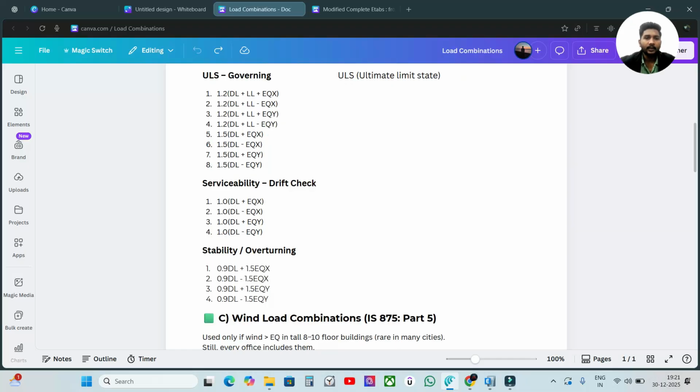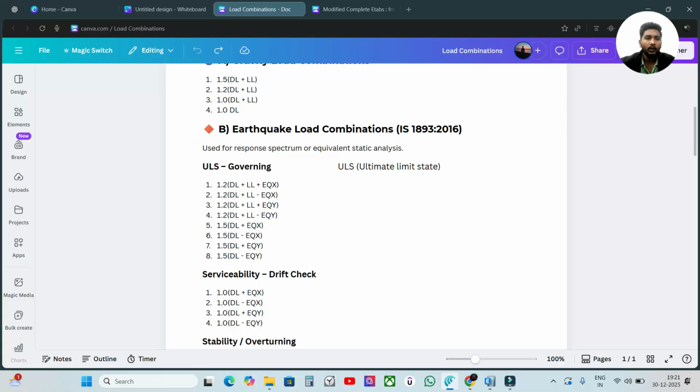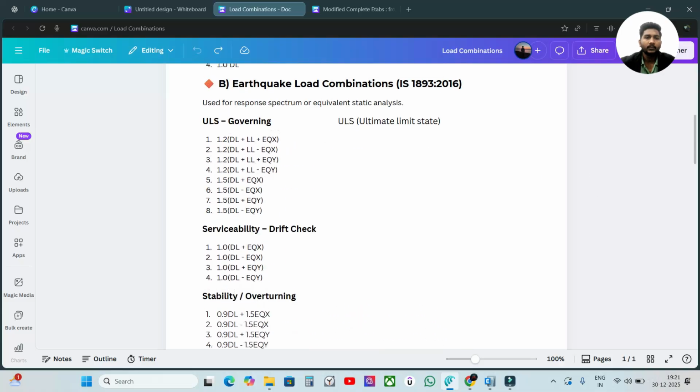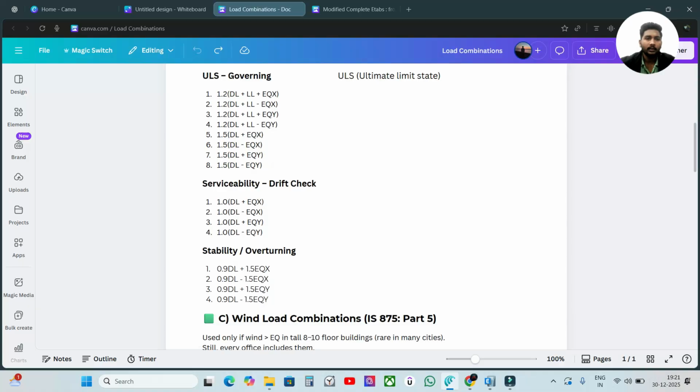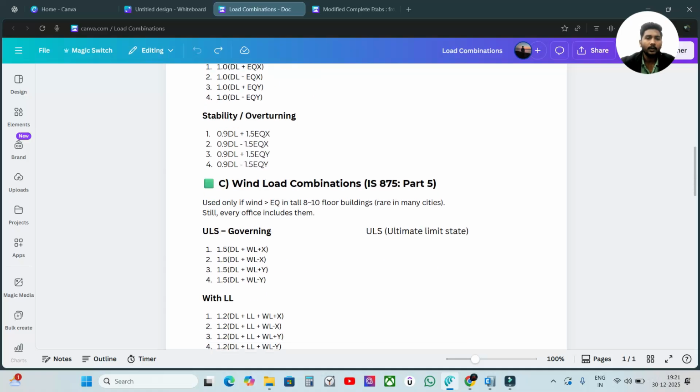Here the plus X and minus X factors are used, and here only the live load and the factor have been changed. One thing to note: if it is dead load plus live load singly, then it is the unfactored load, and when it is 1.5 or 1.2, then it is the factored load. So make a note of it. Like this, these are some of the ultimate limit state load combinations. Then this is the serviceability drift check that we do for the dead load plus live load. These are the unfactored load cases: dead load plus earthquake in X, dead load plus minus earthquake in X, dead load plus earthquake in Y, minus of Y.